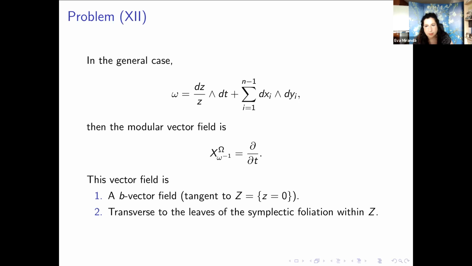So the b-vector fields have to be tangent to the critical set. No, it's not any vector field. It has to be tangent to this critical set, and the critical set in the coordinates of Joaquim is given by Z equal to 0. That's what you're asking, right? Right. In this set of coordinates, you can think that the basis of the vector fields, at least locally, are the partial with respect to T, all the partials with respect to X or Y, and also Z times the partial with respect to Z. Okay, thank you. You're welcome.